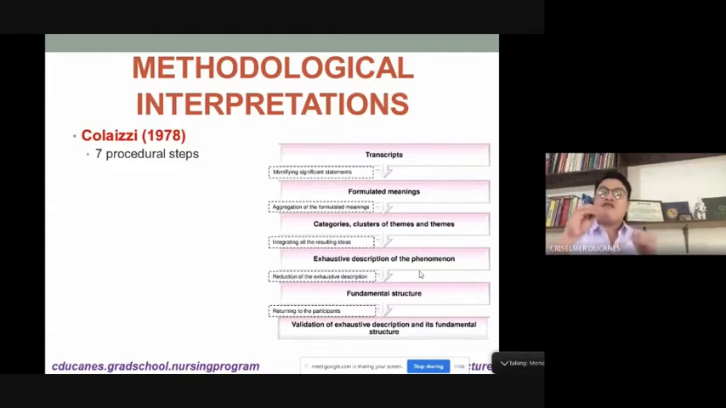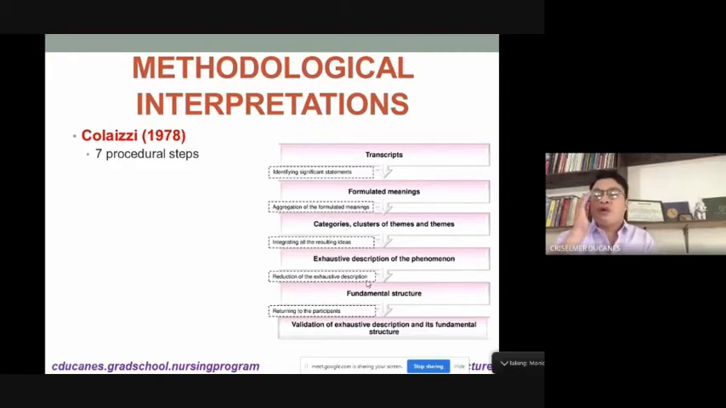So once you have the themes and the sub-themes, you integrate them. Then you look for what is common in your themes. You would analyze and interpret what is common in your themes. So that is your exhaustive description of the phenomenon. Then after that, you proceed to the reduction of the exhaustive description.